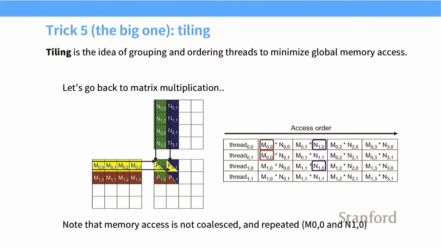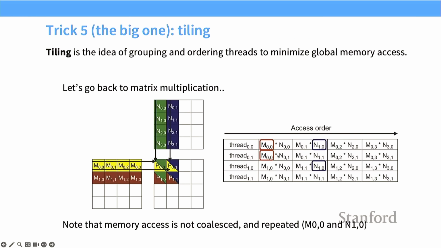So I've got this M matrix on the left side. I've got my N matrix on the top. And in order to compute the matrix product, I'm going to have to traverse over the rows of M and the columns of N, and then take the inner product and store that into this P matrix, right, the corresponding rows. And I've written out here each of the threads, thread 0,0, 0,1, 1,0, 1,1, corresponding to where they're storing their outputs, and the access order in which they access each of the individual elements.